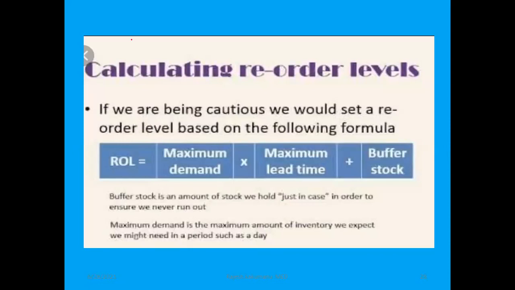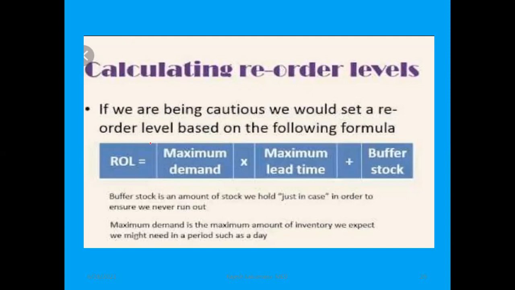Now, see here. If we want to be cautious, we would set a reorder level based upon the following formula. At some organizations or some shops, there will be no formula for reorder level, so manually, based upon their expertise, they will do the process. Now the reorder level is equal to maximum demand into maximum lead time plus buffer stock.